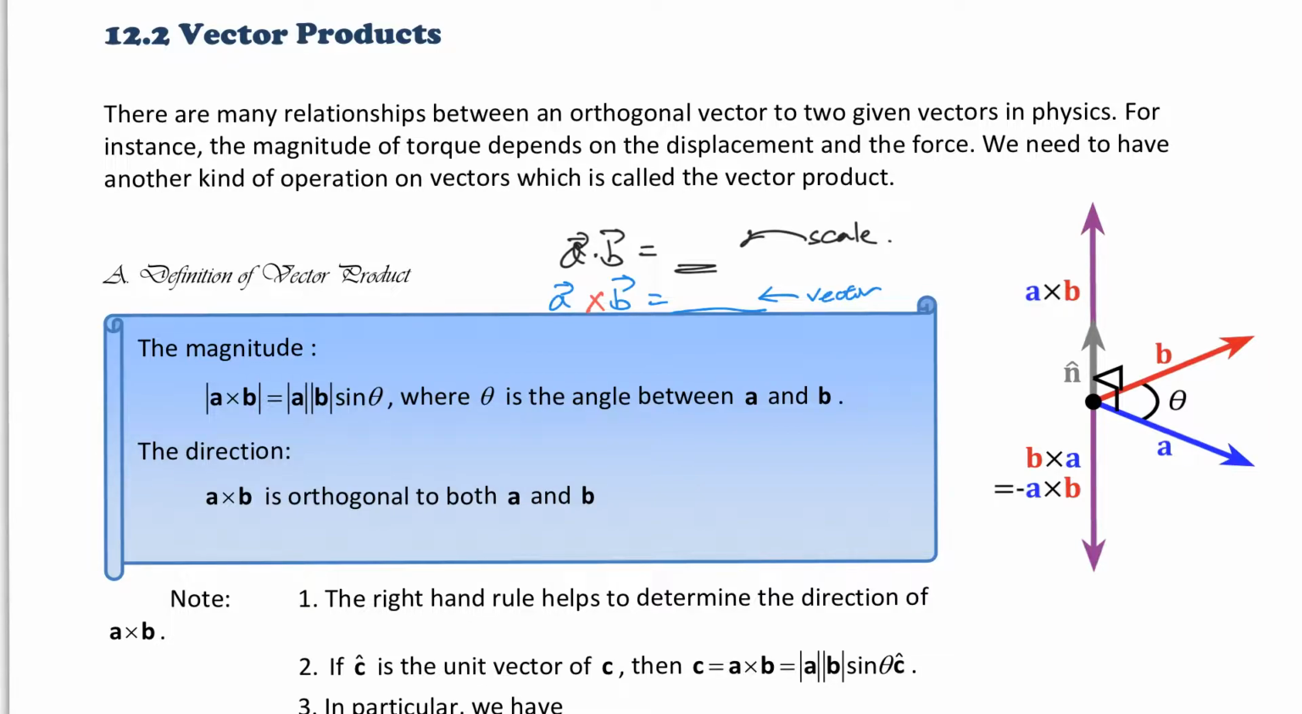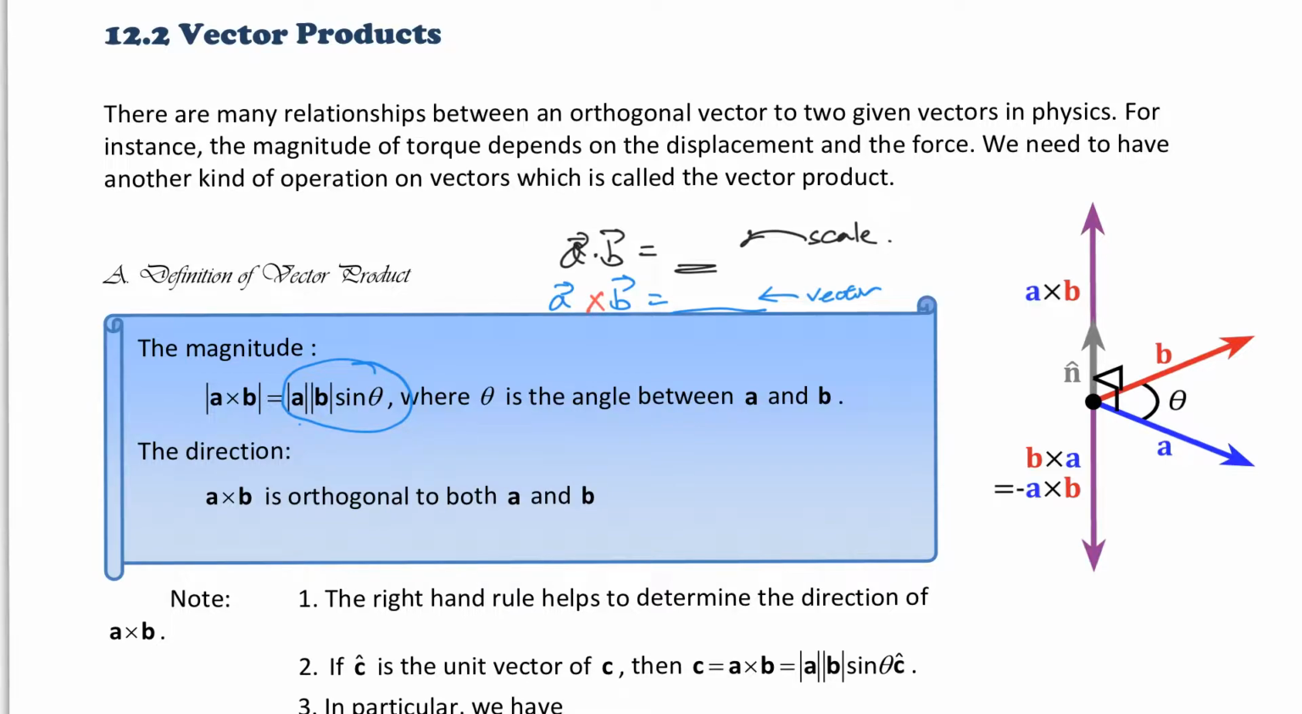And let's see the definition. If A cross B, what is the magnitude of that vector? It is equal to magnitude A times magnitude B times sine theta, not cosine theta. And where is this vector? It is the orthogonal vector to both A and B. That means, let's see this example. If A cross B, the direction of the A cross B vector is this one.